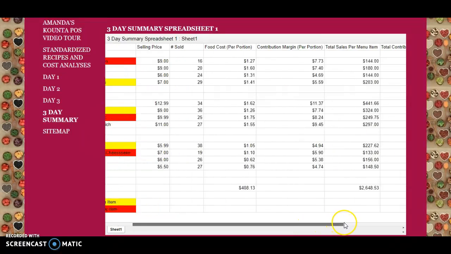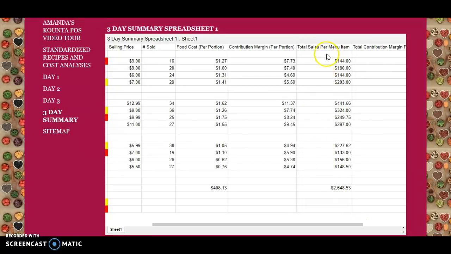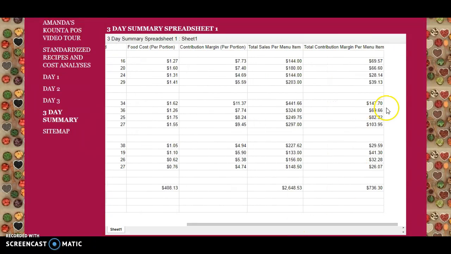And if you scroll over a bit more, you can see the total sales per menu item, and that's $249.75. So that would be your $9.99 times the 25 that you sold over the 3-day period. That gives you the $249.75. Scrolling over a bit more, you can see the total contribution margin per menu item, and that is $82.32. So that would be your contribution margin per portion, the $8.24 times the number sold, which was 25. And that gives you the $82.32 for your total contribution margin per menu item.